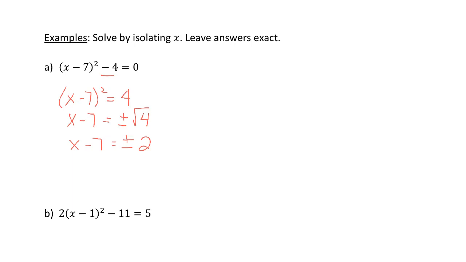And then lastly, I'm going to bring over that -7 to the other side. So I get x is equal to 7 plus or minus 2. So here I have my two answers. My first answer is x is equal to 9. That's the 7 plus 2. And my other answer has x equal to 5, where I have 7 minus 2. Okay, so that's how we can rearrange.